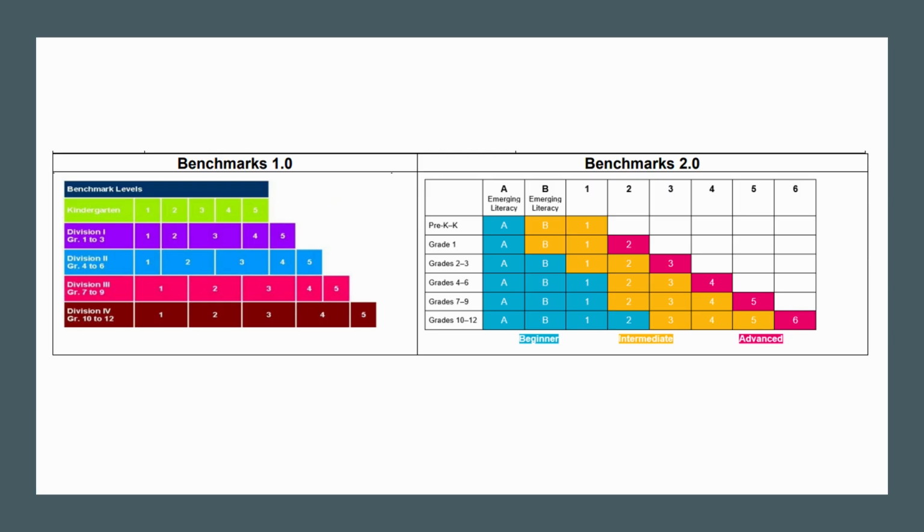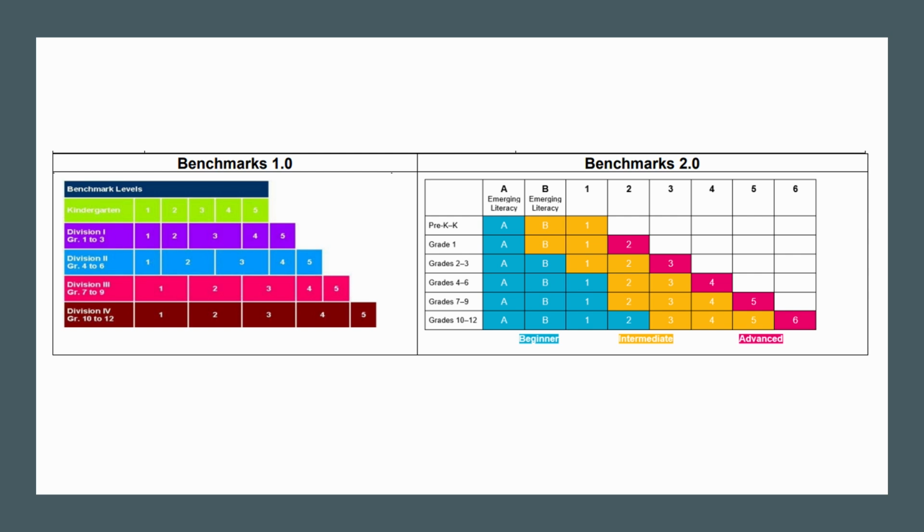This chart shows the comparison between Benchmarks 1.0 and Benchmarks 2.0 and the divisions and levels for assessment. Benchmark 1.0 had 5 different divisions: kindergarten, grade 1 to 3, 4 to 6, 7 to 9, and 10 to 12, and used a system of levels 1 to 5. Level 1 was synonymous with beginner, and level 5 is synonymous with advanced.